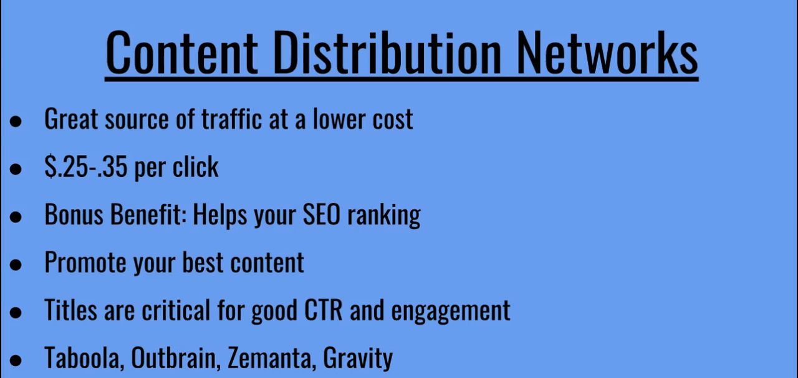So a list of the best content distribution networks is right here. The first two are the best. Taboola and Outbrain are definitely the best, and I prefer them, but there's two other ones that are also pretty decent as well, Zemanta and Gravity, and you can use those to find content distribution networks for your product or service.